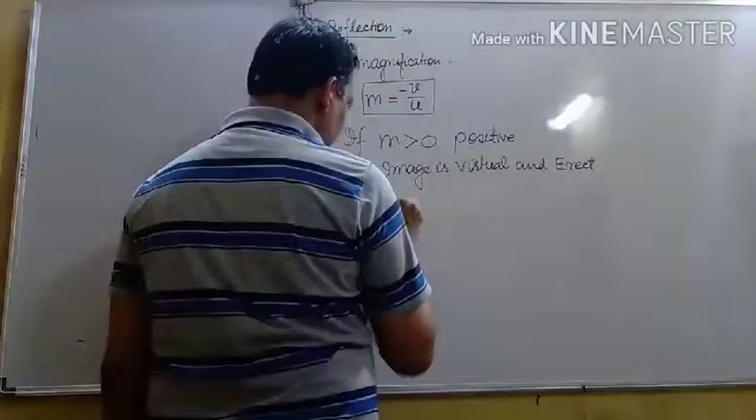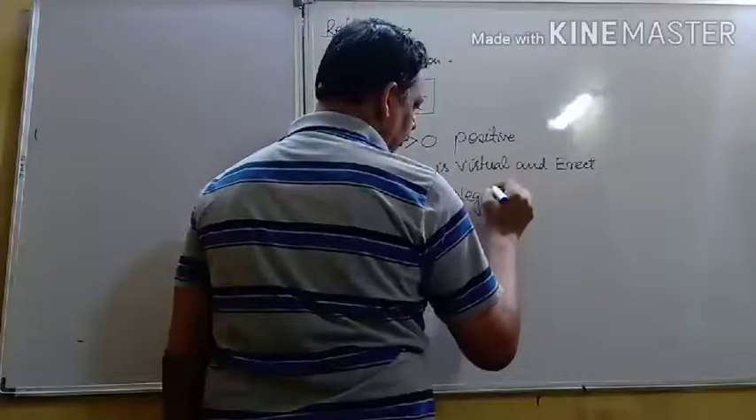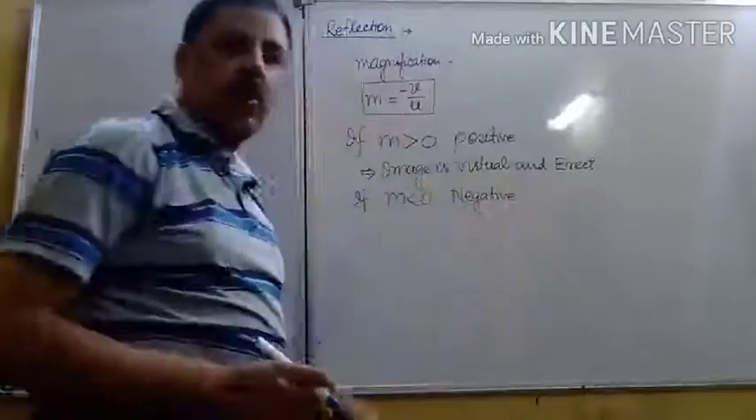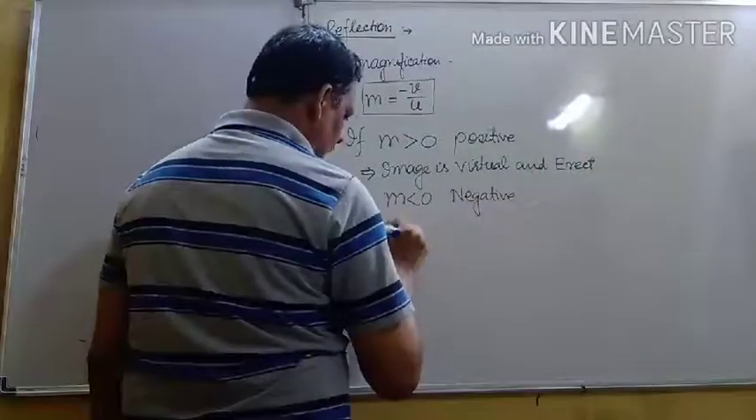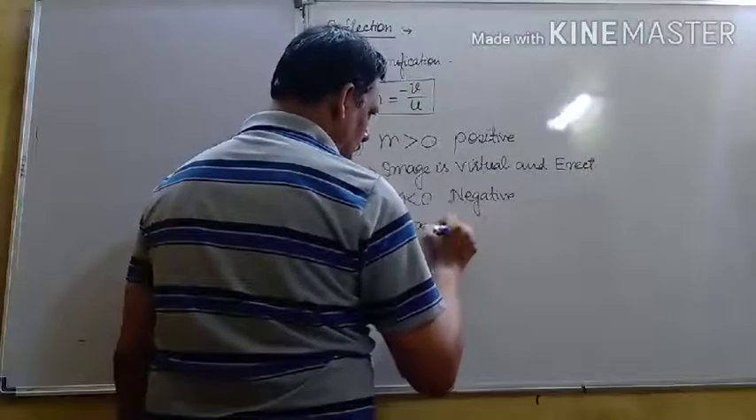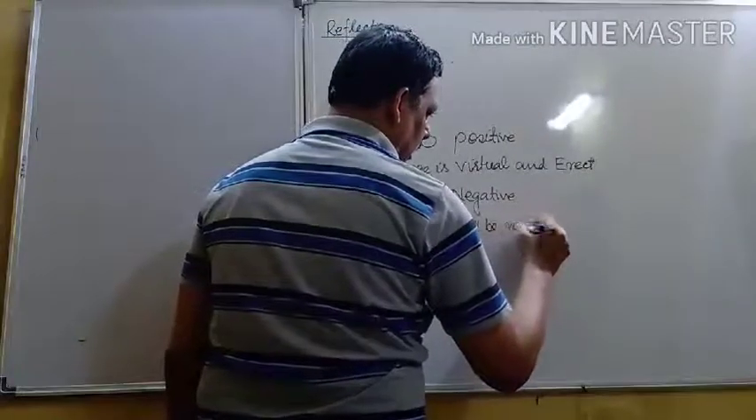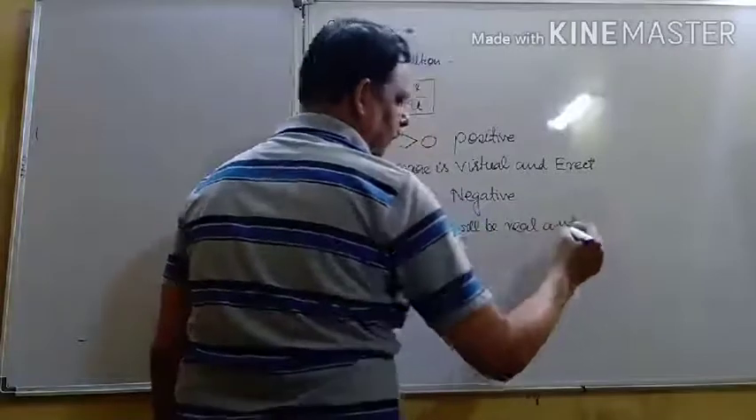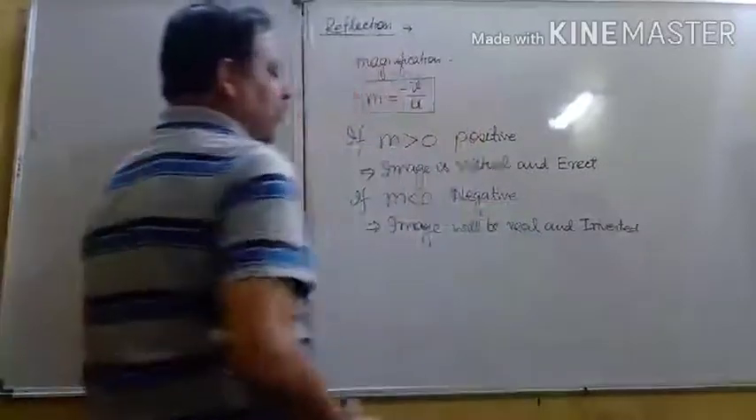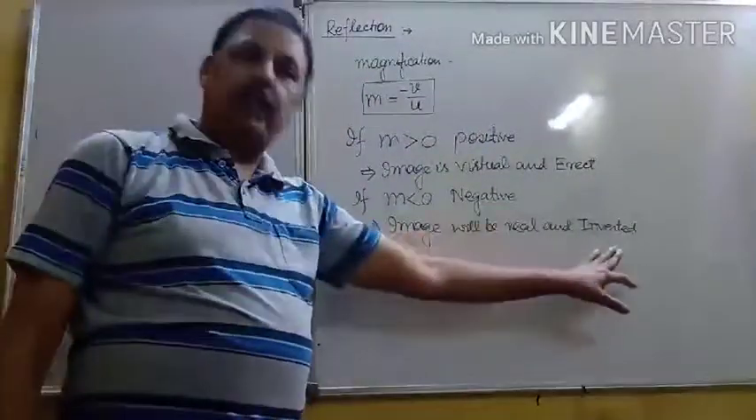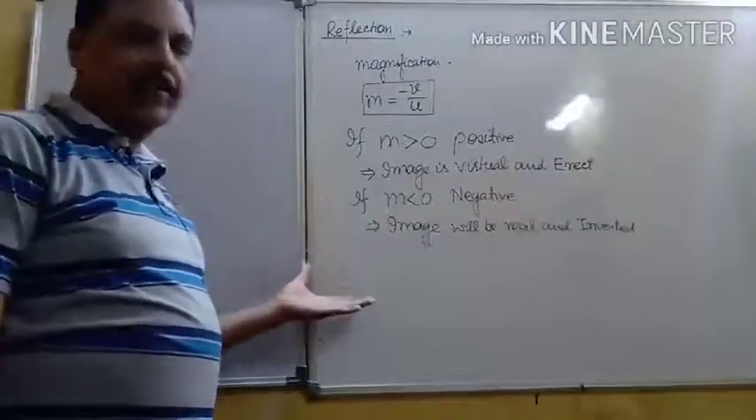And if m is less than 0, that is negative, the value of magnification comes out to be negative, then the image will be real and inverted. All images which are real are also inverted always. So please remember this thing. So this is all about magnification.